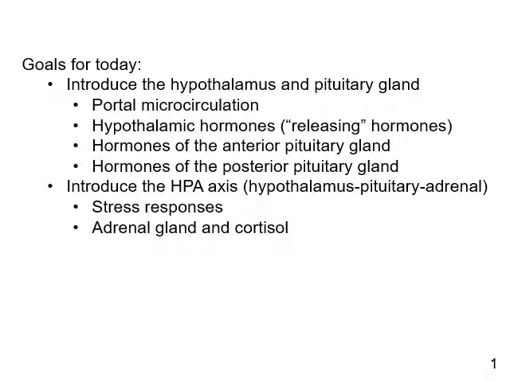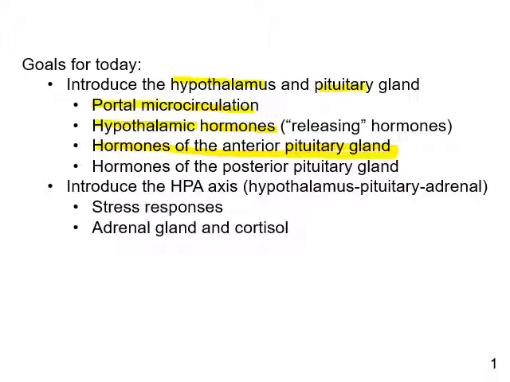Okay, so today we are going to talk about the hypothalamus and the pituitary gland. These are two of the most important components of the endocrine system. We'll talk about some of the anatomy of the connection between the hypothalamus and the pituitary, including something called the portal microcirculation. We'll talk about the hormones that the hypothalamus releases, and in doing so, controls the release of hormones from the anterior pituitary gland. That's where we're going to spend most of our time today.